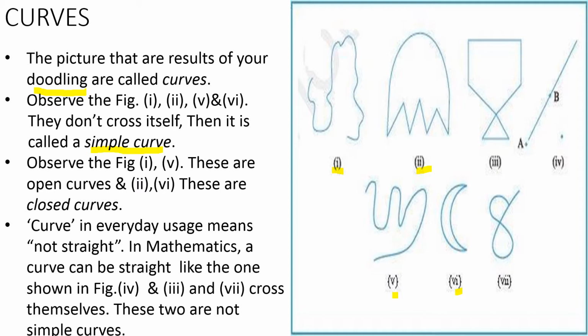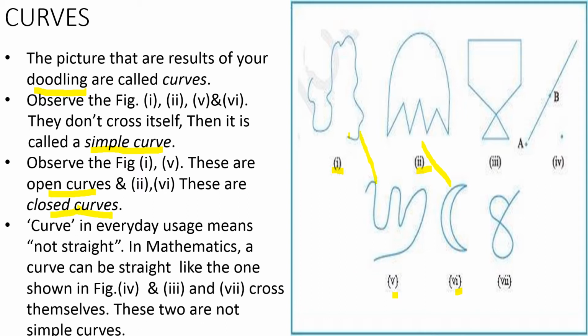So which figures do not cross themselves? Those figures are called simple curves. Now observe figures 1 and 5. These two figures do not have their edges joined, so it is an open curve. If you see figures 2 and 6, their edges are closed, so it is called a closed curve.